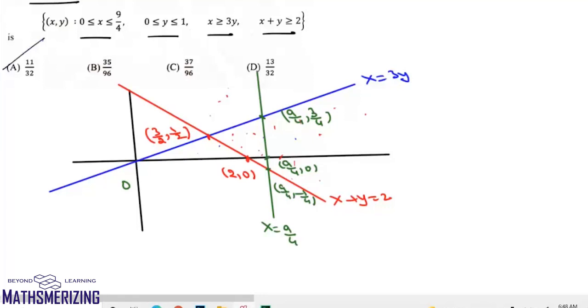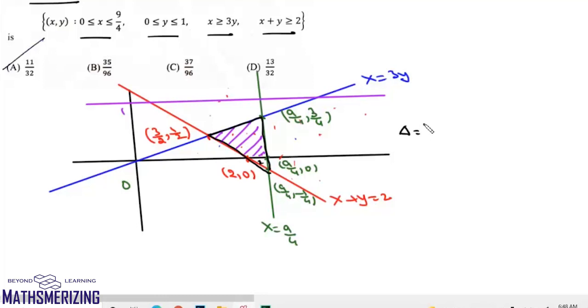And then finally, y should lie between 0 and 1. So y lies between 0 and 1. So basically, we are talking about this region. Now we have to find the area of this region. The area of this region will be the area of this bigger triangle minus the area of this smaller triangle.